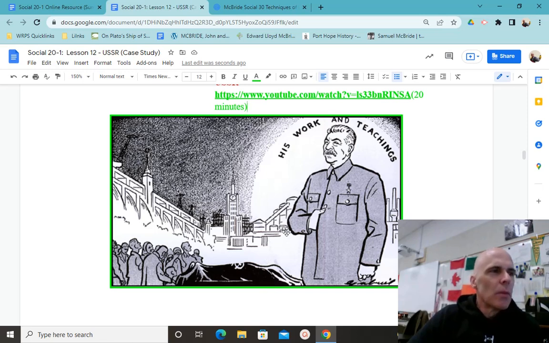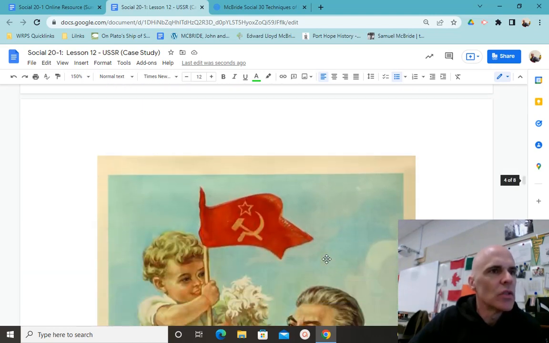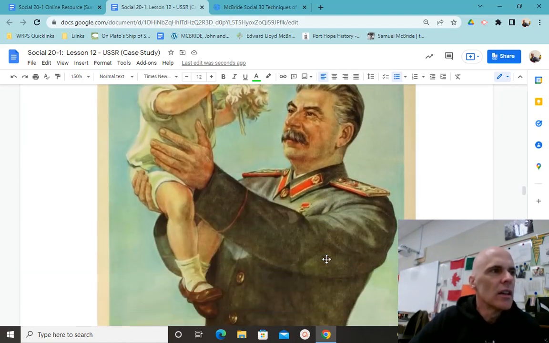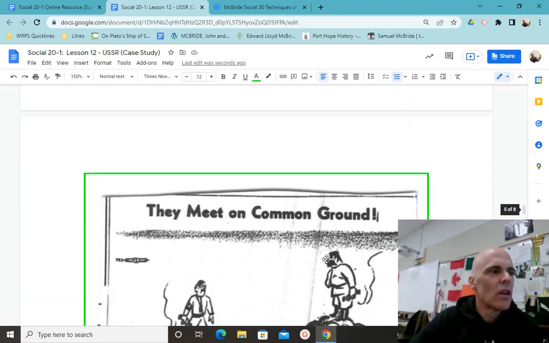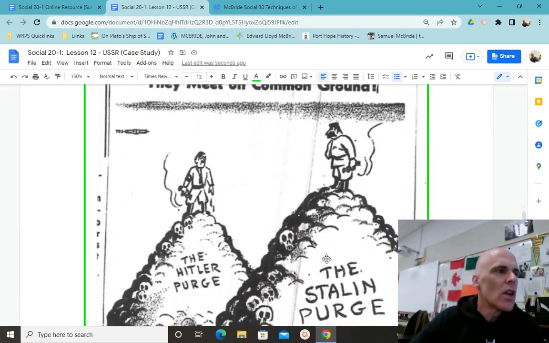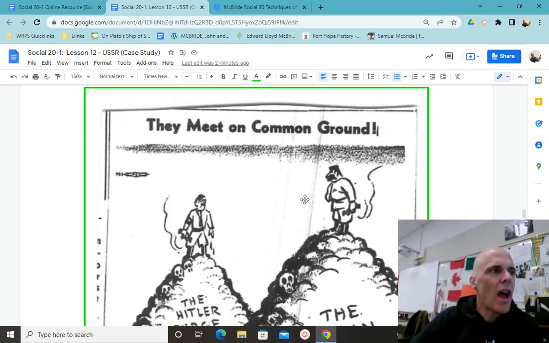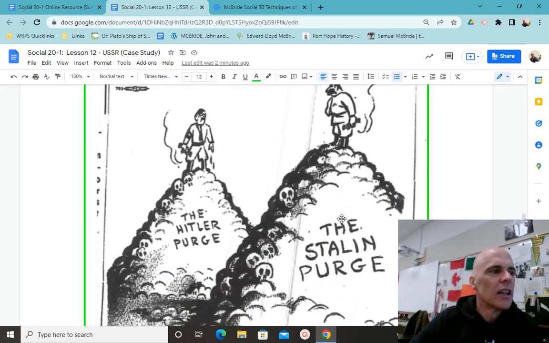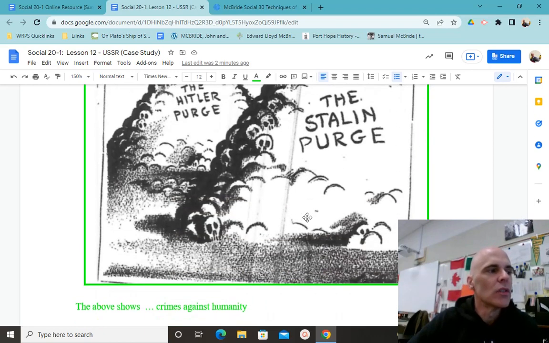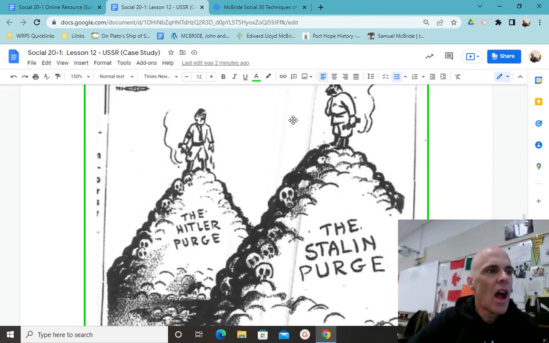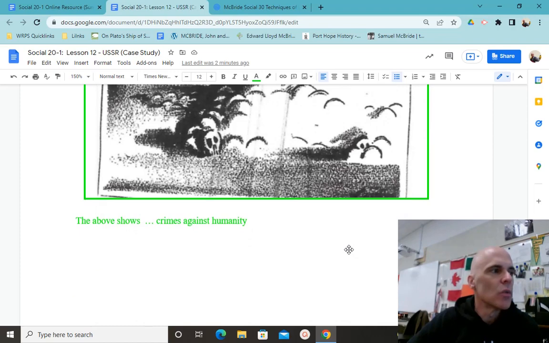Here's a cartoon that celebrates his cult of the leader. His work and his teachings is why we are great. That's why he's drawn as a giant of a man to show the impact he has on the lives of the Soviet people. Here he is seen as a father of the nation. Here you have a cartoon very critical of the common ground between Hitler and Stalin, and that's the fact that they do have a lot of blood on their hands. They both have purges. Hitler had the Night of the Long Knives. Stalin has his Great Terror as well.